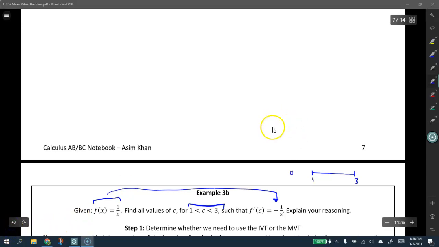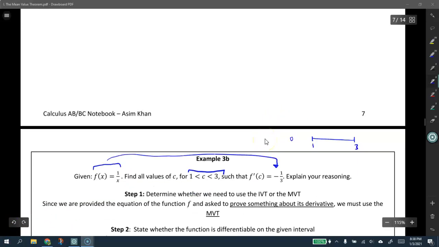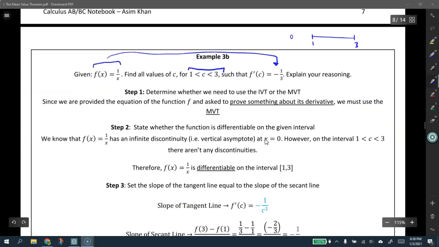All right, let's take a moment and just make sure that we're able to work with a question like this. So first off, we know in step number 1 that we're supposed to use the mean value theorem, so that's not really a big concern there. In step number 2, we know that it is still differentiable on the interval 1 to 3. Yes, we understand that that vertical asymptote still exists, but that's at x equals 0, and x equals 0 is not on the interval 1 to 3, as I said earlier.